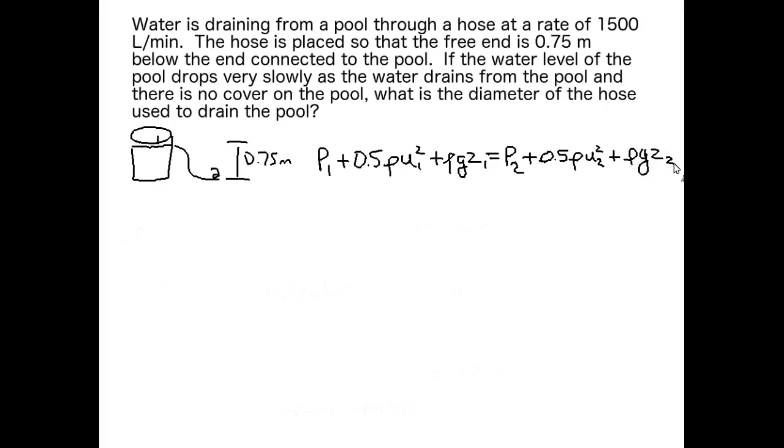Let's take a look at our pressure terms first. Point 1 is at the surface of the pool. Point 2 is at the end of the hose. At the end of the hose, we're going to assume that's atmospheric pressure because there's nothing blocking that end of the hose, otherwise it would have been in the problem statement. At the top of the pool where the water level is, we see that there's no cover on the pool. That means there's nothing affecting the pressure at the top of the pool. It's open to the atmosphere. So it too is at atmospheric pressure. So what we can do here is say, well, P1 and P2 are equal to each other. Therefore, they're going to cancel out. So we'll cancel P2 with P1.